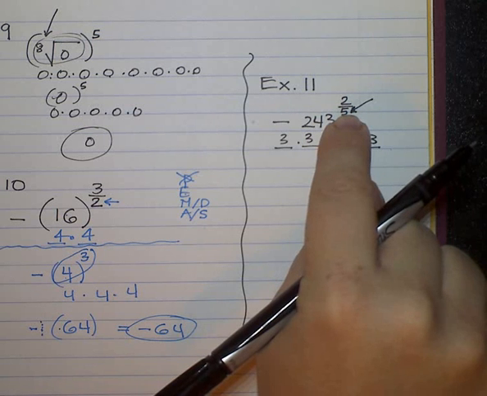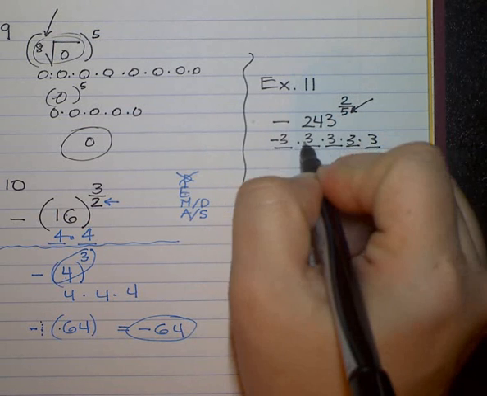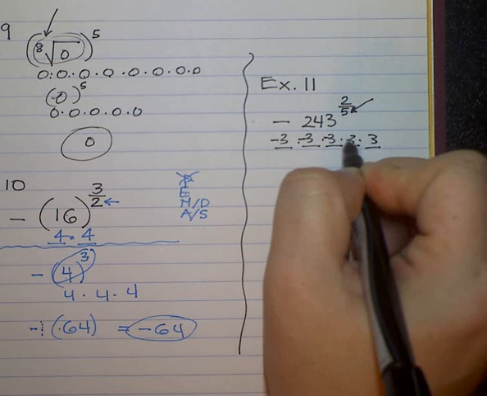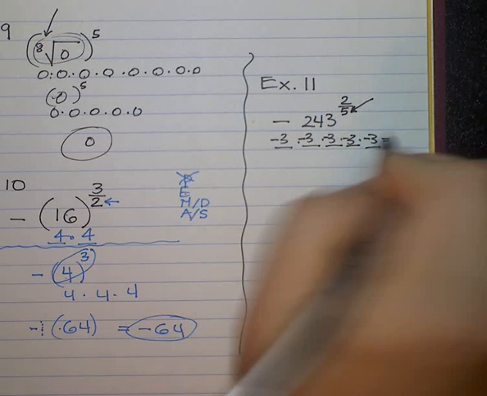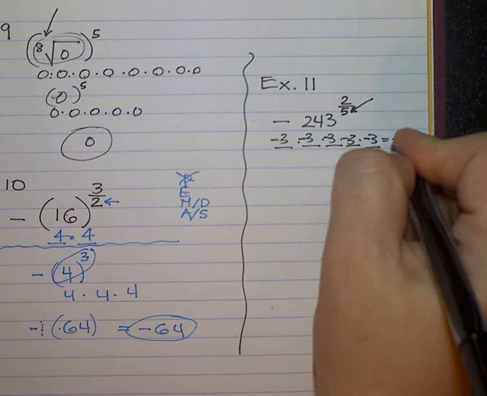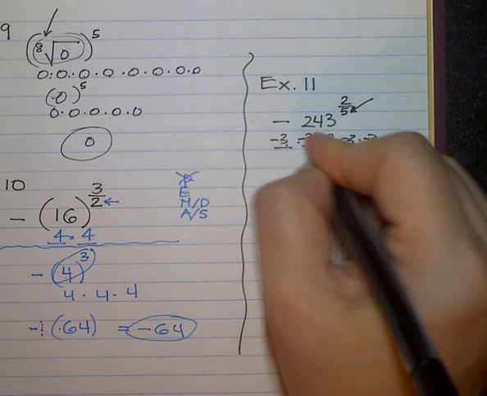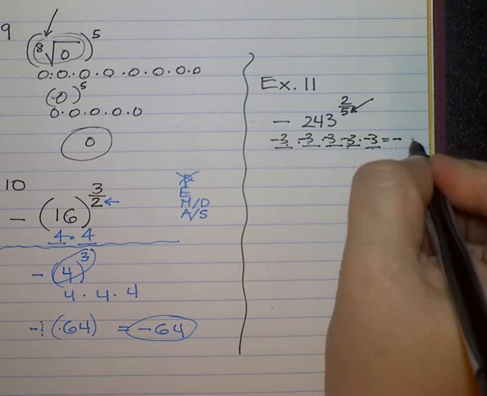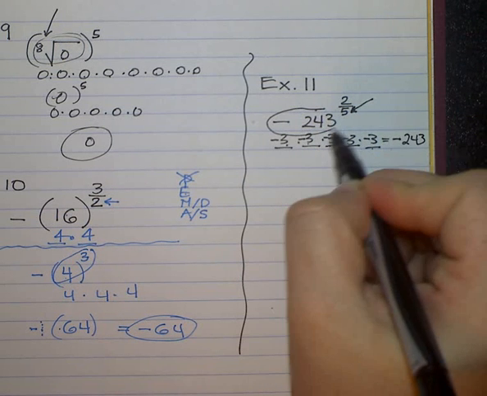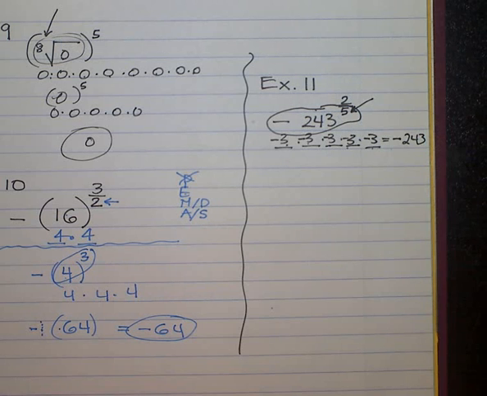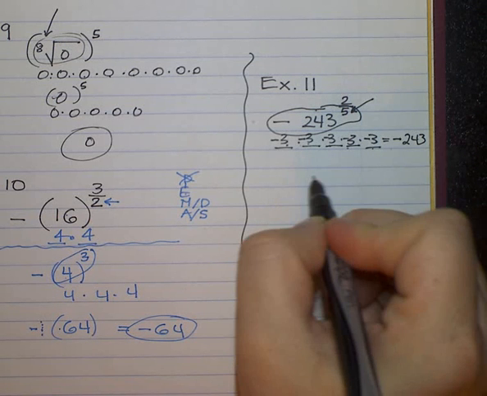Because it is an odd number, I can attach a negative sign in front of each one of the 3's, and my final answer with an odd number of negatives will remain negative. 3 times 3 times 3 times 3 times 3 will be negative 243. So this portion is now taken care of, and it gives you an answer of negative 3.